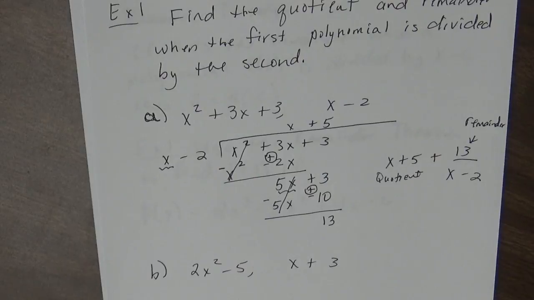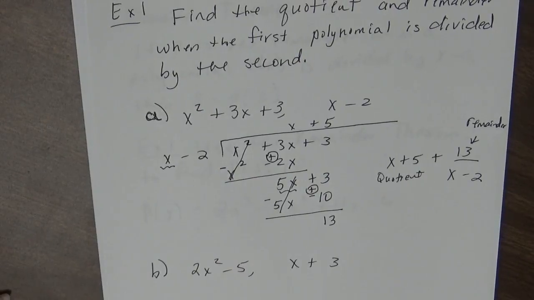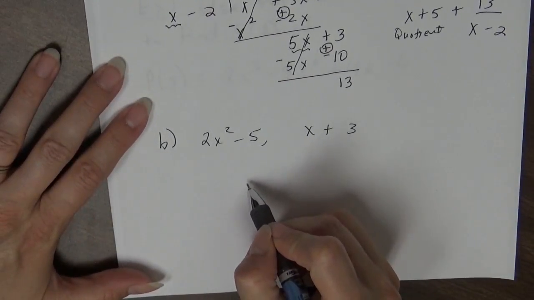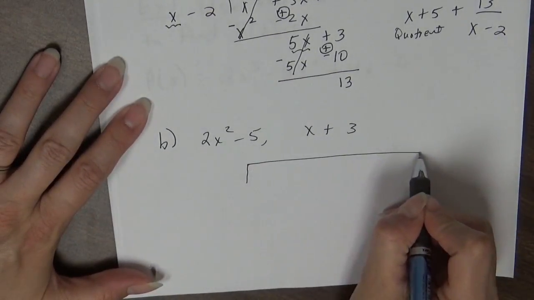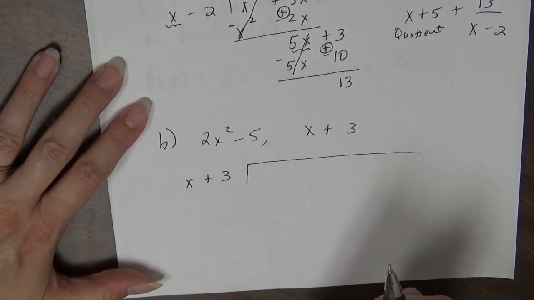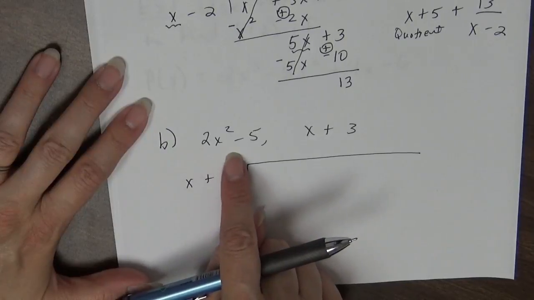Number 2, we're going to do the same way. In number 2, we need to divide 2x squared minus 5 by x plus 3. So I'm going to set this one up. x plus 3 is my divisor. My dividend is 2x squared minus 5.